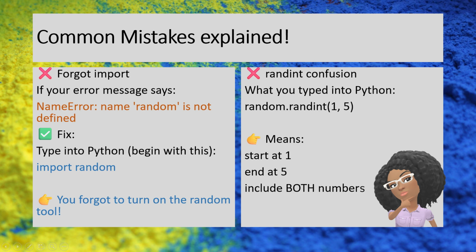Randint confusion. What you typed into Python, random.randint 1 to 5. This means start at 1, end at 5, and include both numbers.